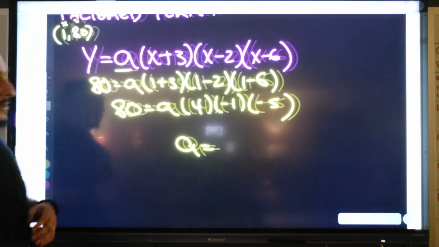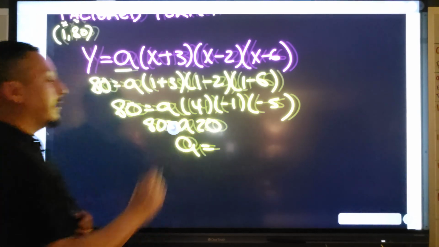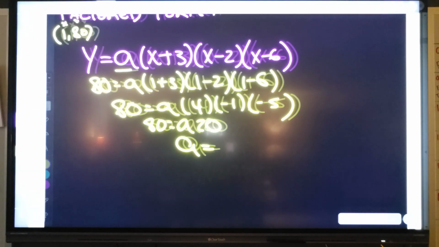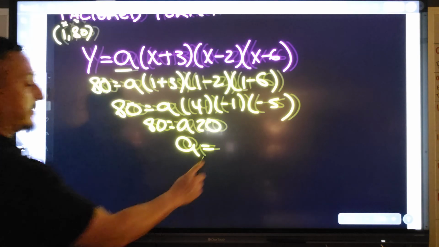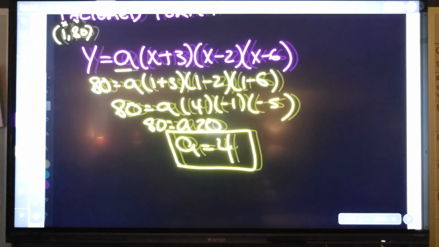Multiplying those numbers, you should have gotten 20. And then when you divide both sides by 20, the last number is 4. So if you didn't get 4, check. Make sure, why didn't I get 4? How many of you did get 4 though? Did get 4? Okay, good.